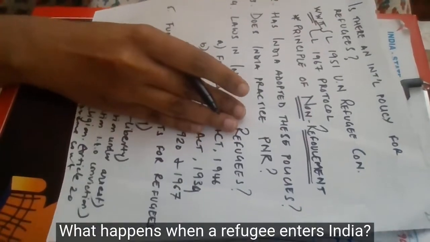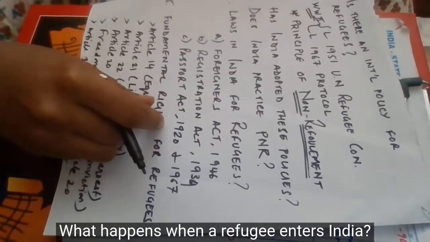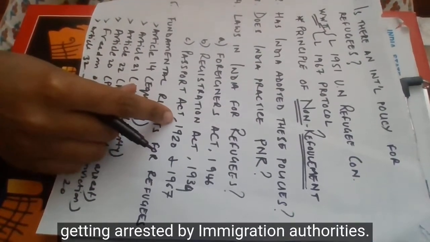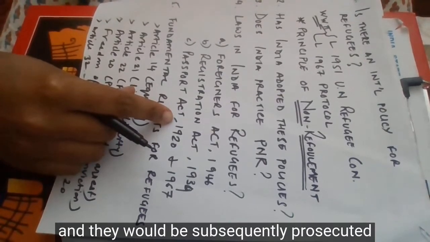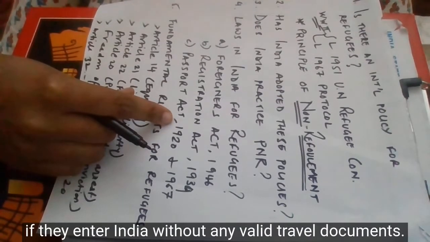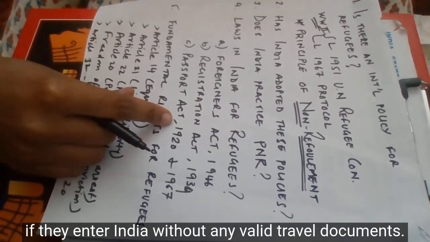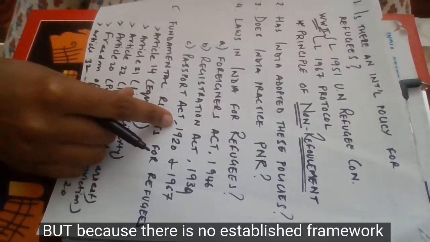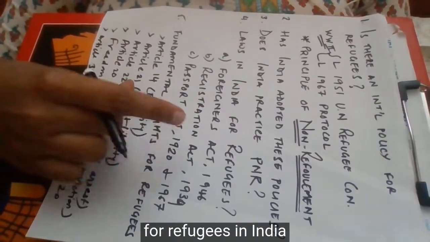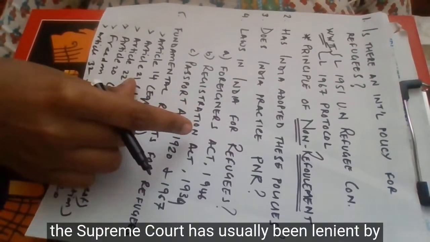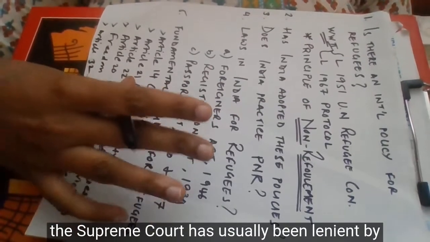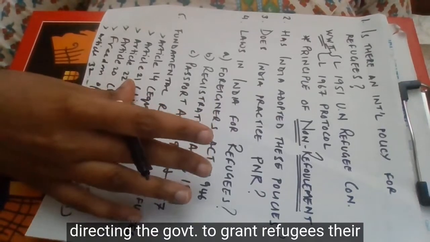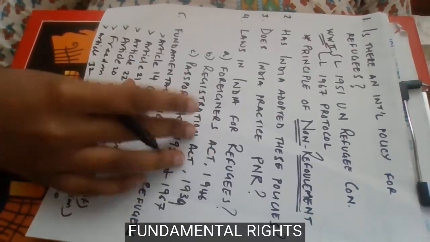Now, what exactly happens when a refugee enters India? Basically, they run a risk of getting arrested by the immigration authorities, and they will be subsequently prosecuted if they enter India without any valid travel documents, for example, a passport. But because there is no established framework for refugees in India, the Supreme Court has usually been lenient by directing the government to grant refugees their fundamental rights.